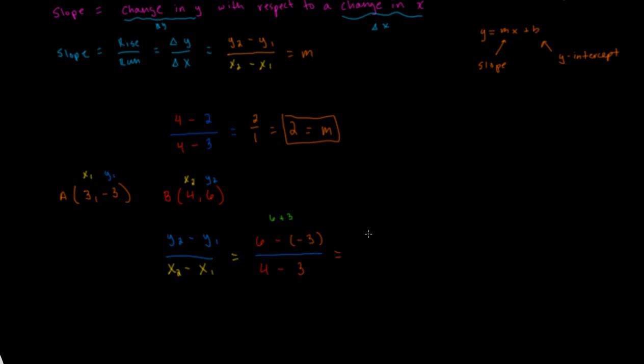And 6 plus 3 gives me a positive 9. And then I have 4 minus 3, which is just 1. And we can simplify this all down to 9, and 9 is equal to m. So our slope for the second pair of points is just 9.